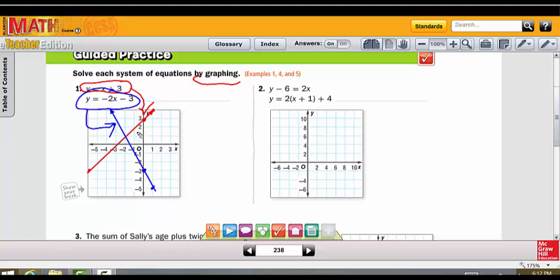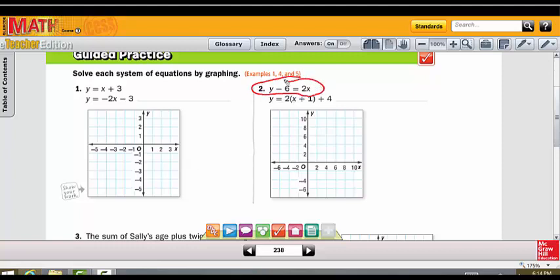Now you can clearly see that we have a solution right here, and that point is -2 and +1, and that is the solution to our equation. Now let's take a look at problem number 2.